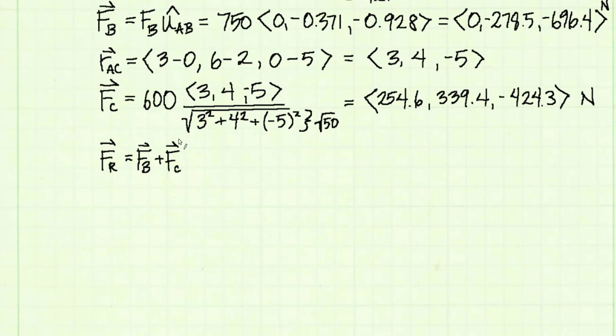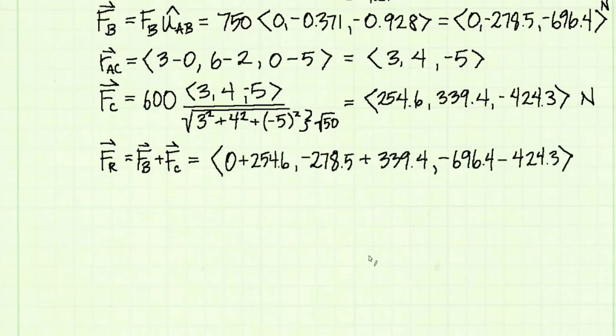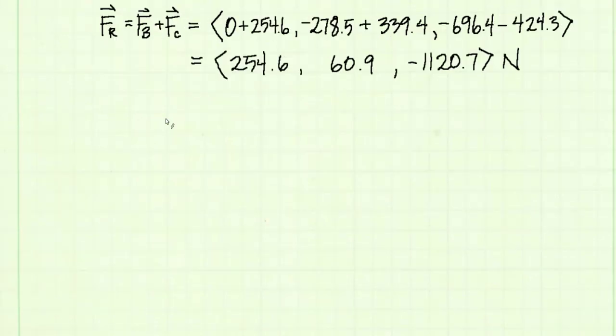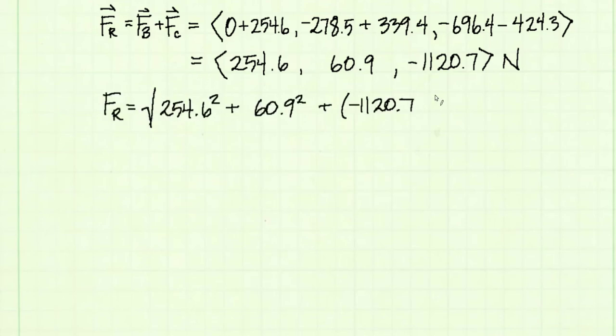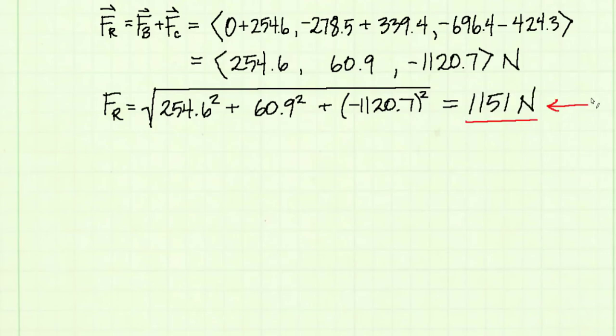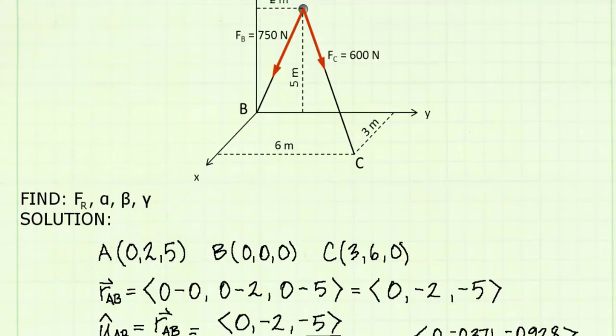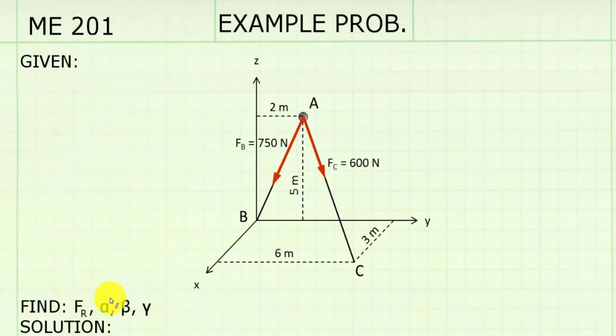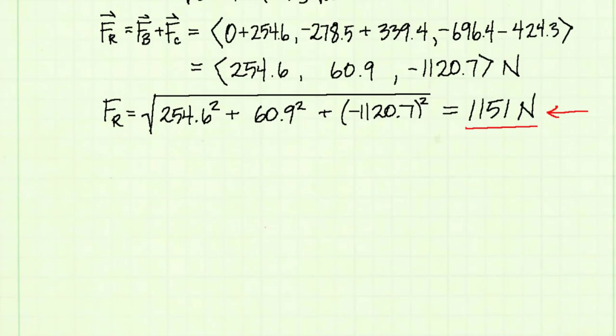I can now get my resultant force by adding force vector B to force vector C. I do that by adding the I, J, and K terms from my 2 forces. I can now find my resultant force magnitude by using the Pythagorean theorem and the 3 terms I just found. I now have my first answer. Now what I need to find is my alpha, beta, and gamma terms, and then I'm done.